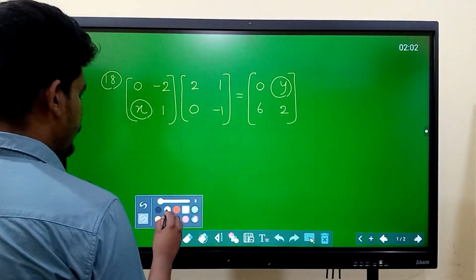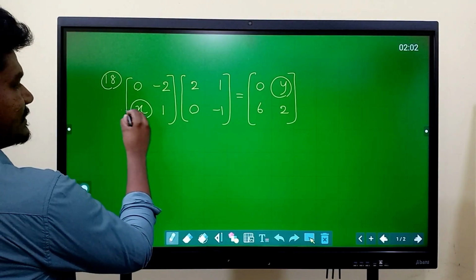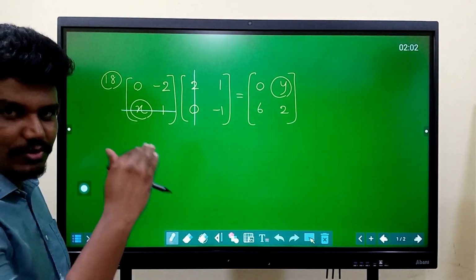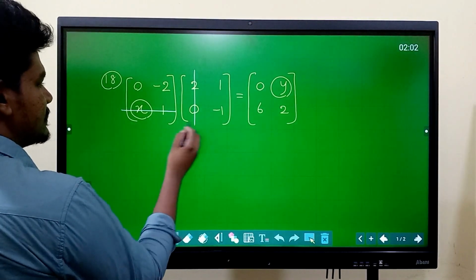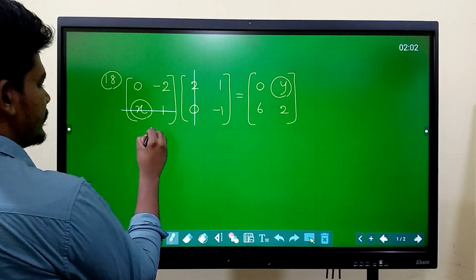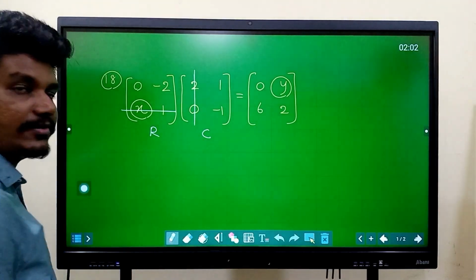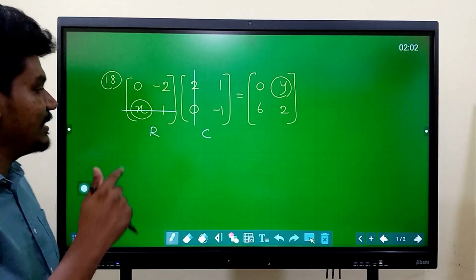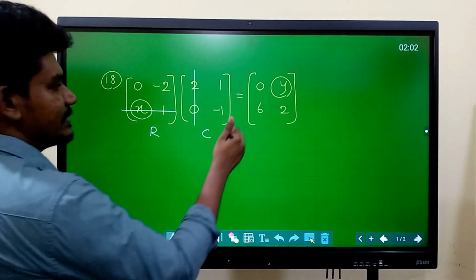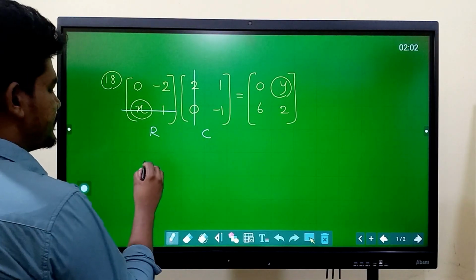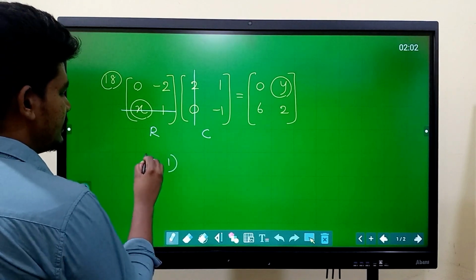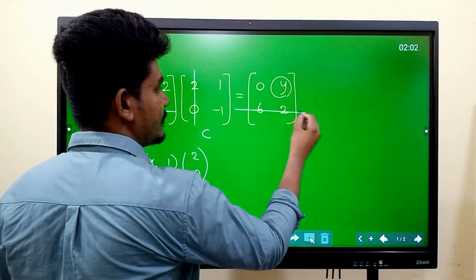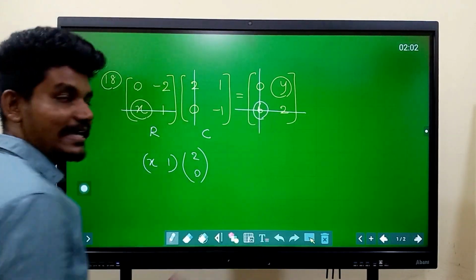Look at this further. If you multiply the second row by the first column, that means here we have to consider the rows, and here we have to consider the columns. Rows into columns. That's how we can remember that. So rows into columns will be this one, right? Then the second row, x 1, by the first column, 2, 0, then multiplying them. Look at this. Second row, first column. So what's the value? It is 6.